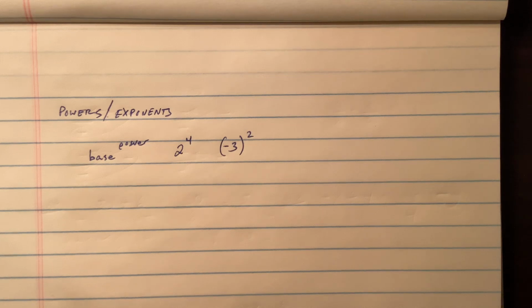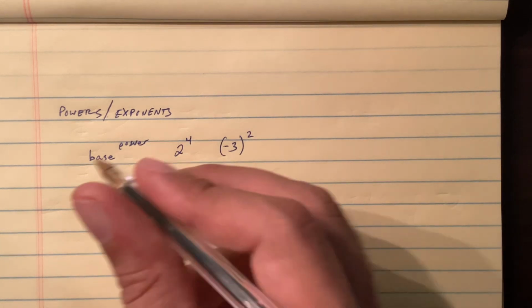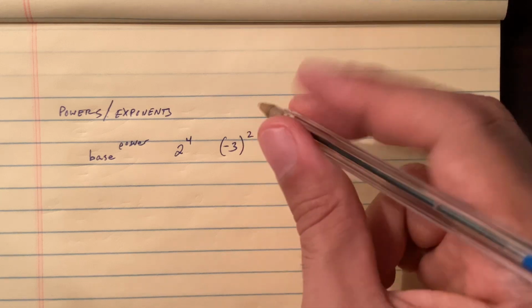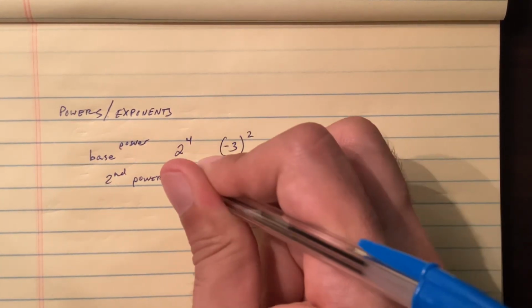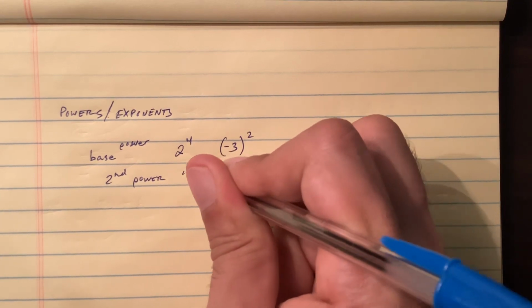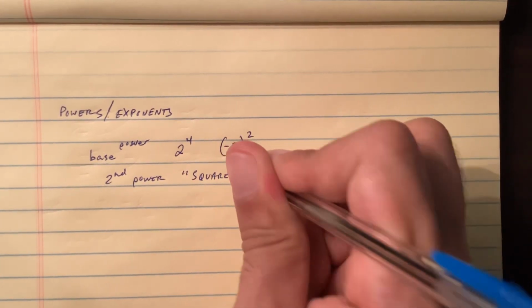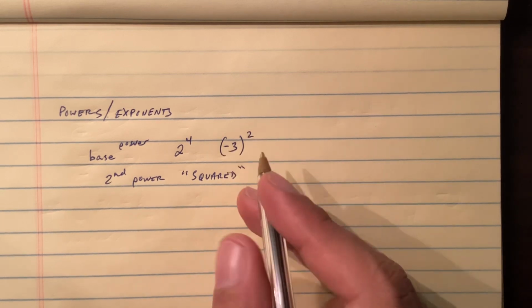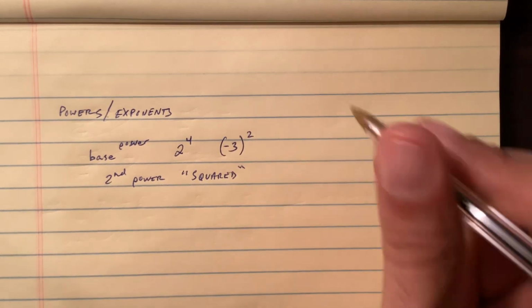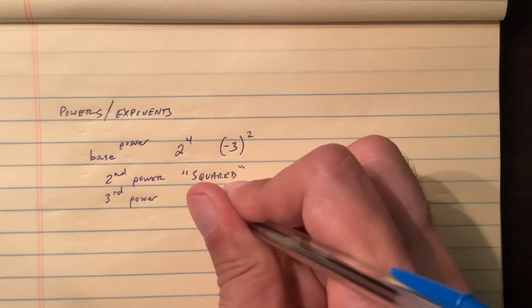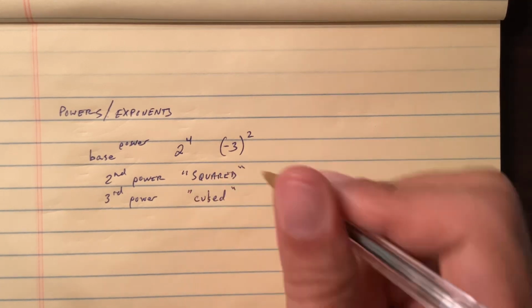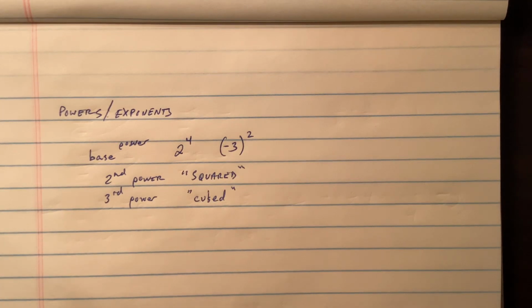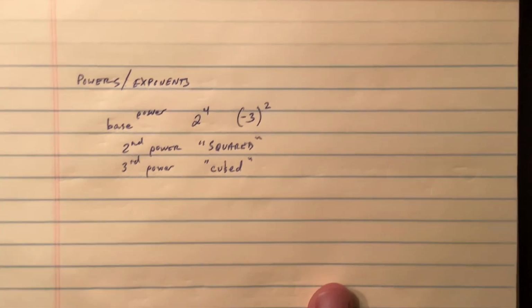There's some more terminology. If something is to the 2nd power, we're going to say that this is squared. So another way we can say this, rather than negative 3 to the 2nd power, we would say negative 3 squared. If something is to the 3rd power, we're going to say it's cubed. Let's take a look at a couple of examples.